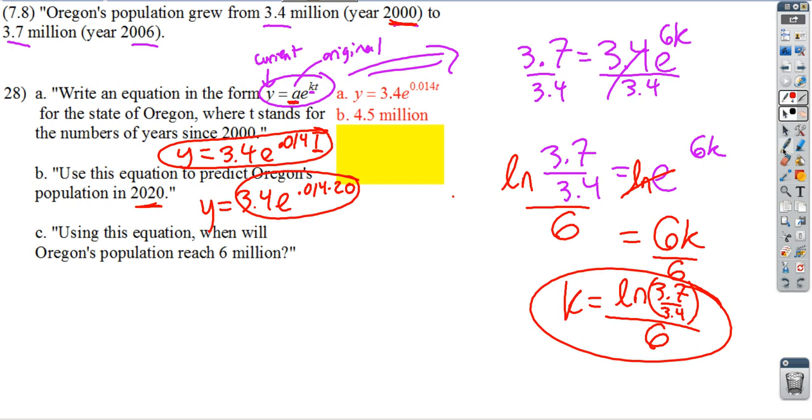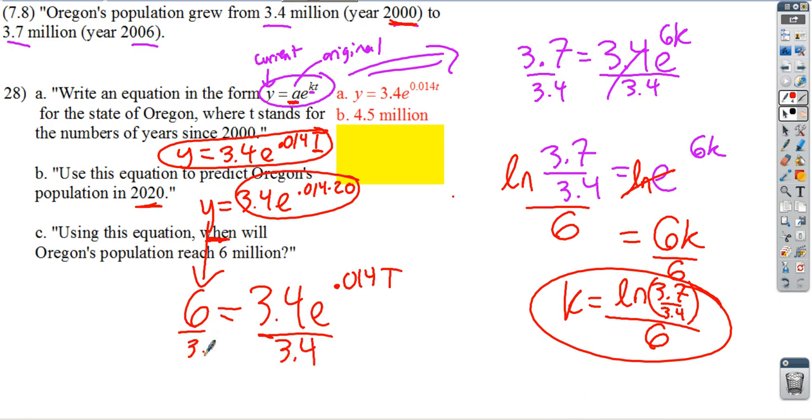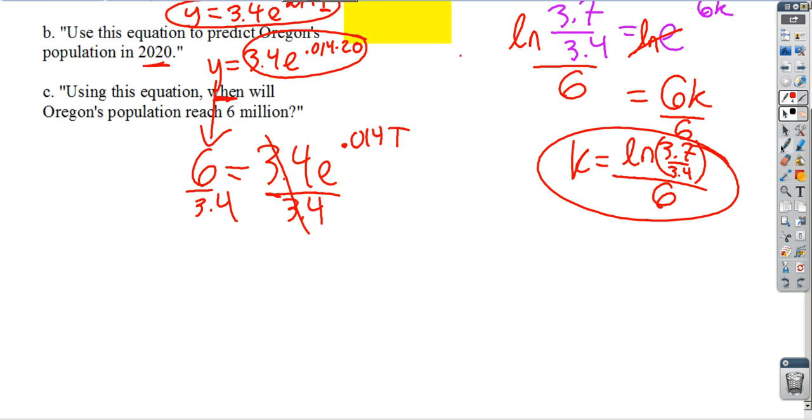And then the last question says, using this equation, when will Oregon's population reach 6 million? So that means y, the current amount, needs to be 6 million. And we're still going to have this, and now the question is asking us when. So that means we're asked for time. We don't know what that is. So we're going to leave it as a variable. So we'll divide both sides by 3.4, and we will get this. We will get e to the 0.014t is equal to this number right here.